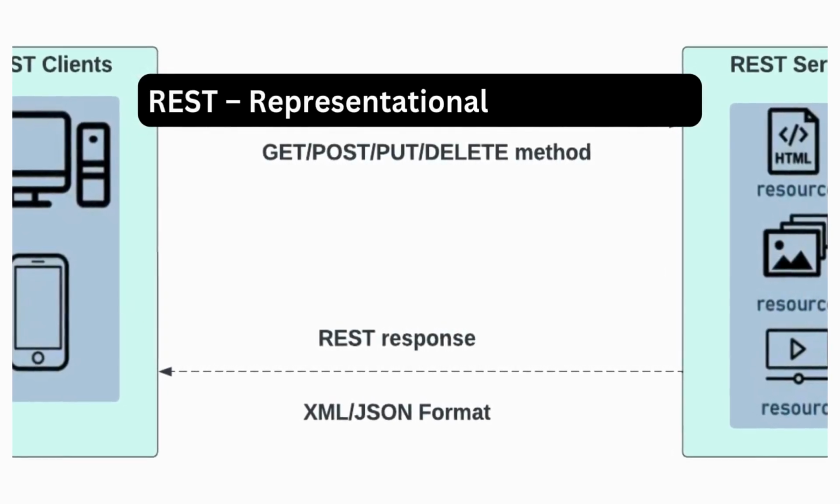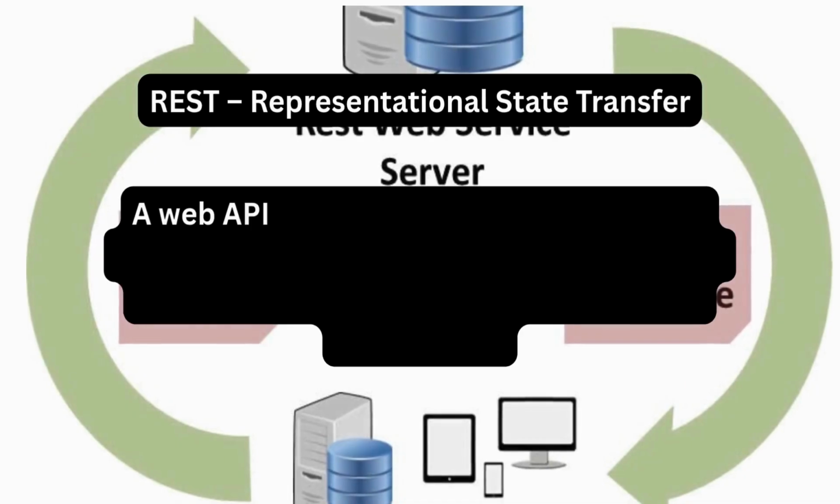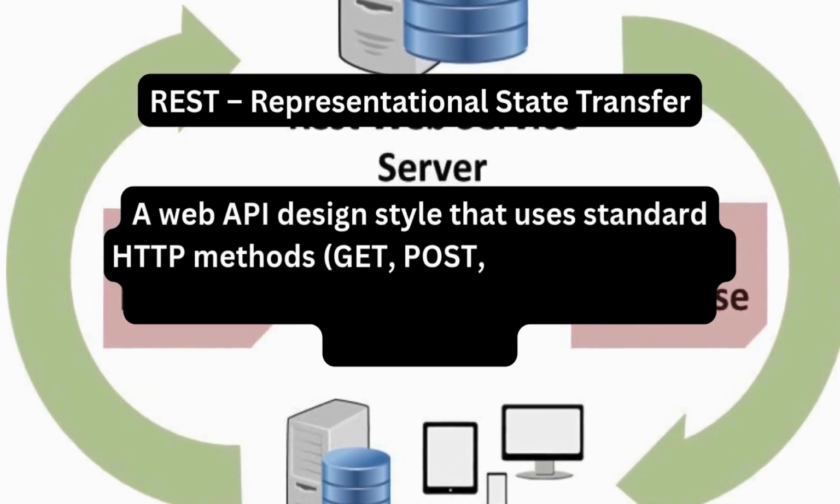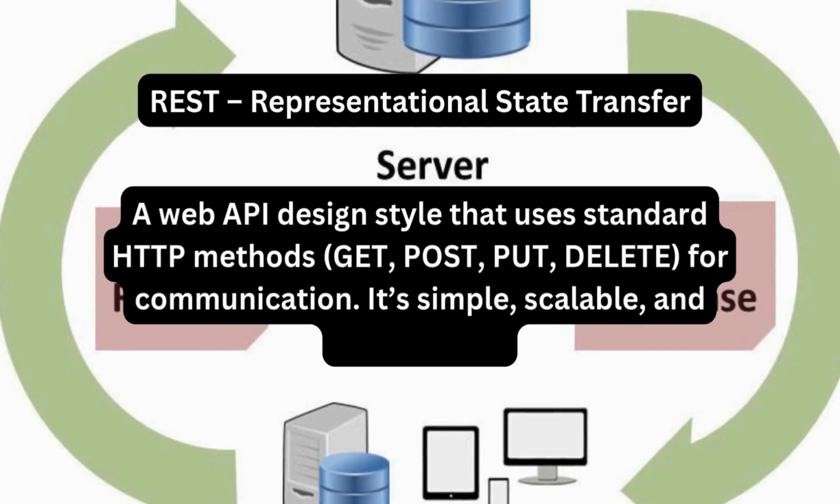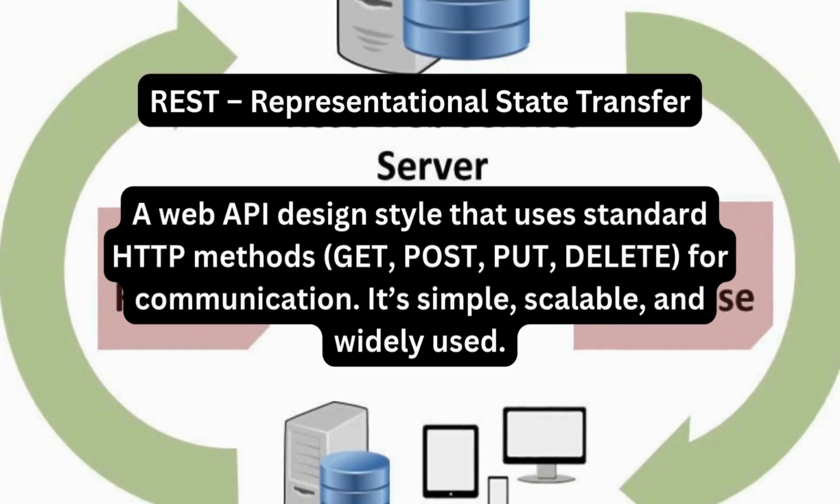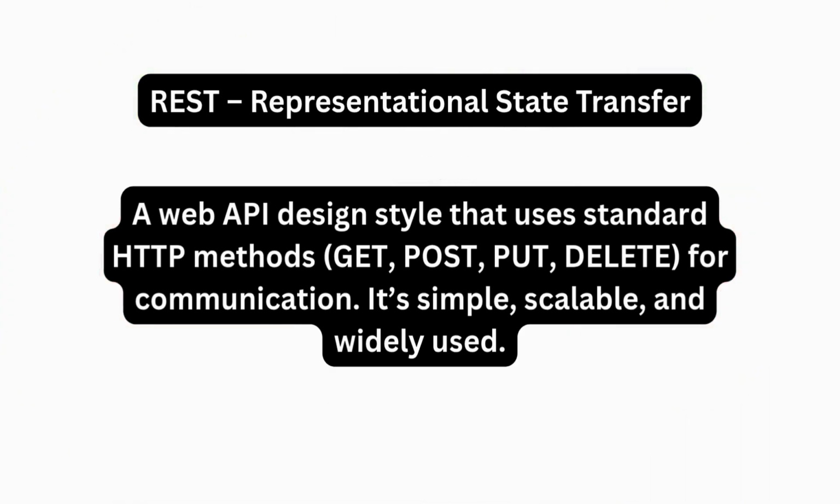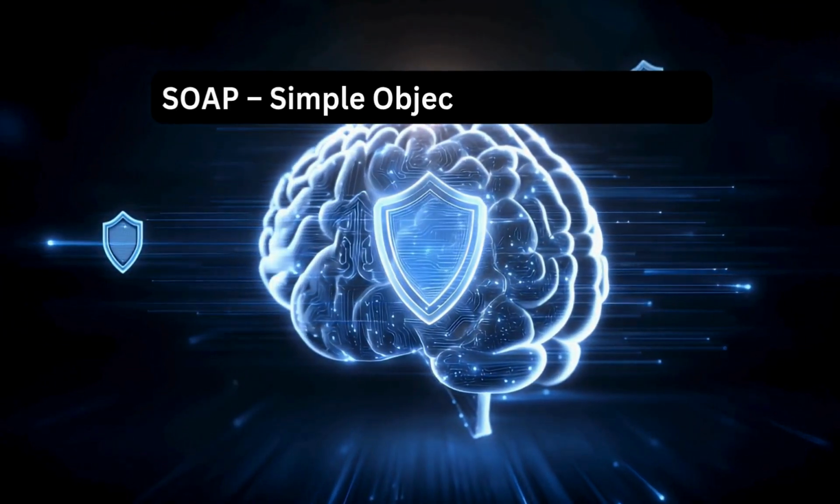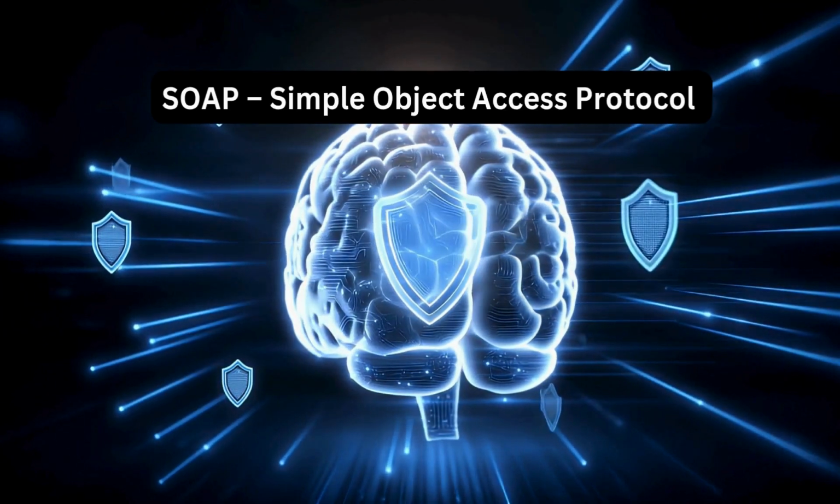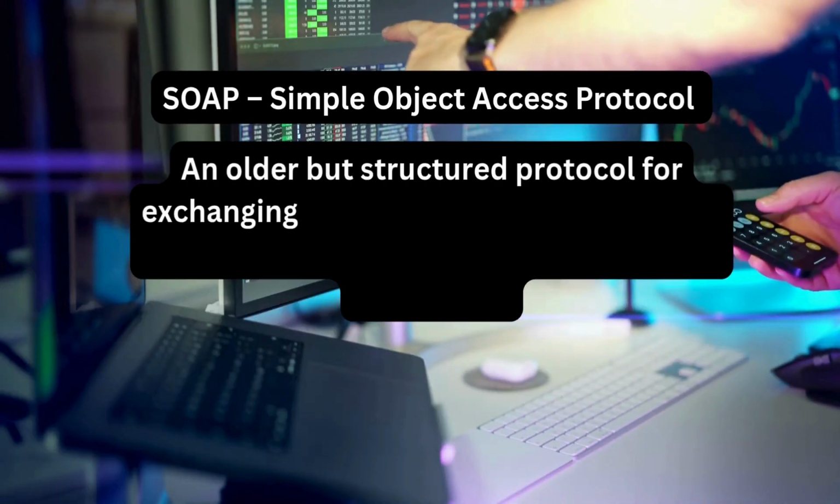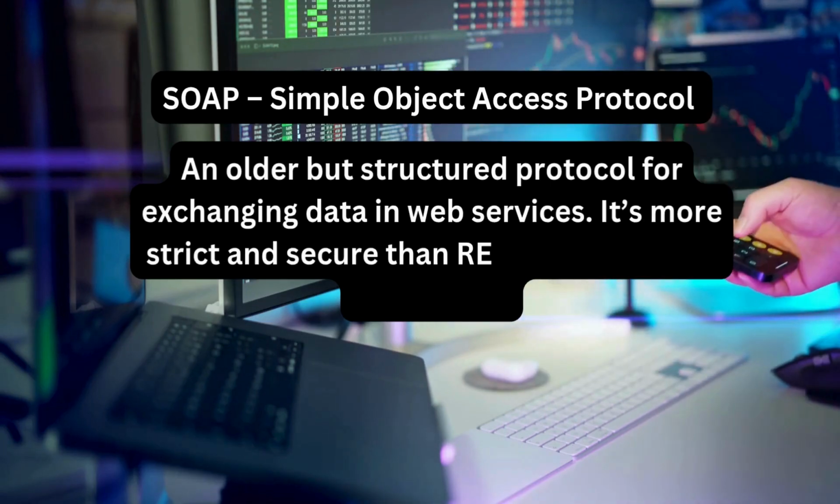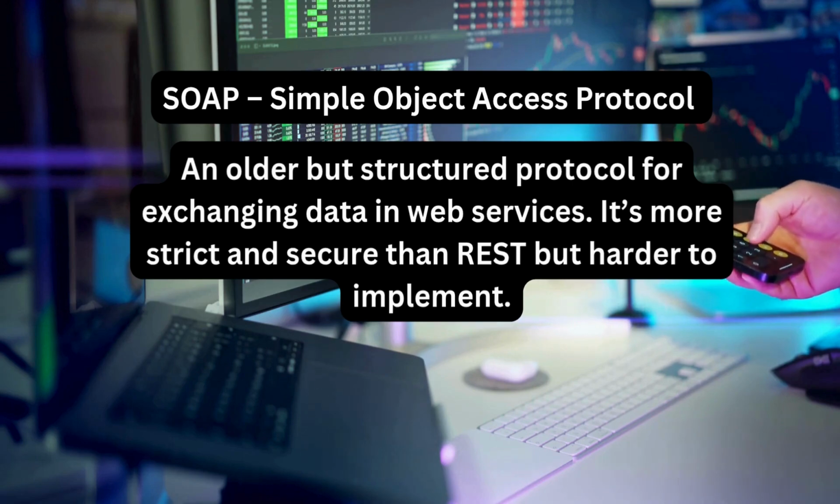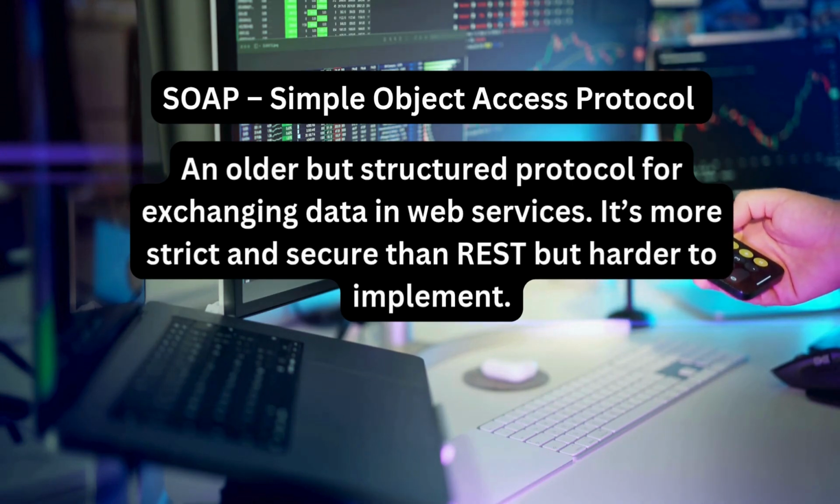REST, Representational State Transfer. A web API design style that uses standard HTTP methods, GET, POST, PUT, DELETE, for communication. It's simple, scalable, and widely used. SOAP, Simple Object Access Protocol. An older but structured protocol for exchanging data in web services. It's more strict and secure than REST, but harder to implement.